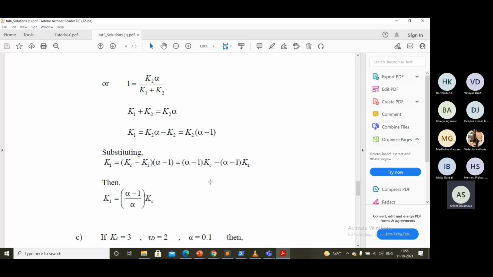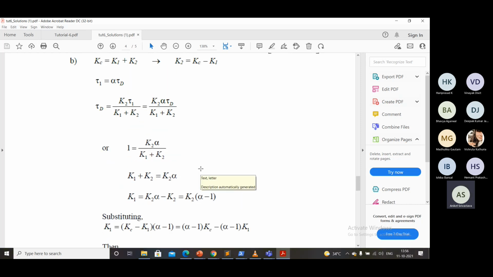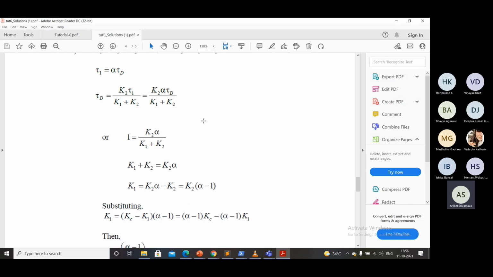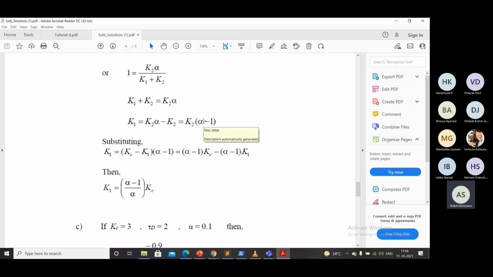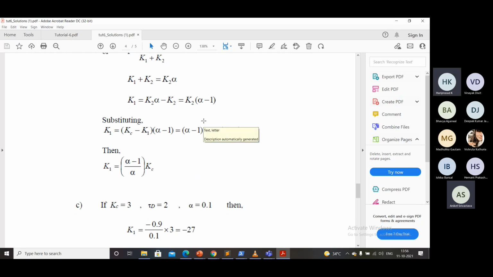When we put in this value, we can derive that K1 is equal to alpha minus 1 upon alpha, times Kc. Similarly, we can also derive K2 by putting K1 plus K2 equals Kc. We will get K2 should be Kc by alpha. And tau 1 and tau d are already related. So these are the three expressions which will be required. Any doubts? Any issues?